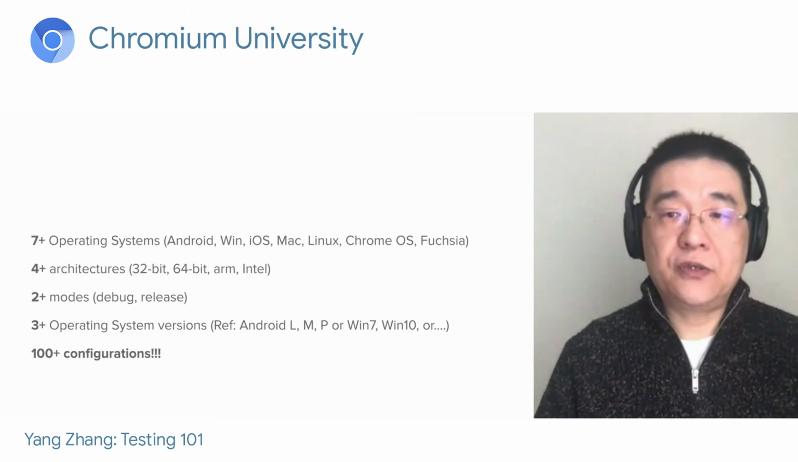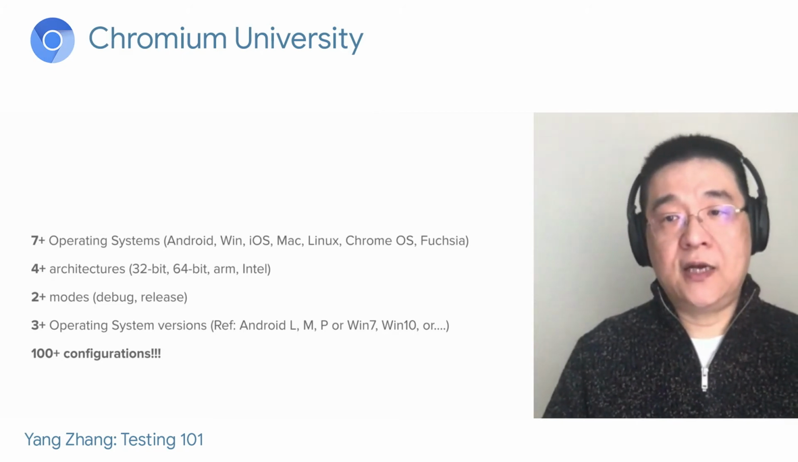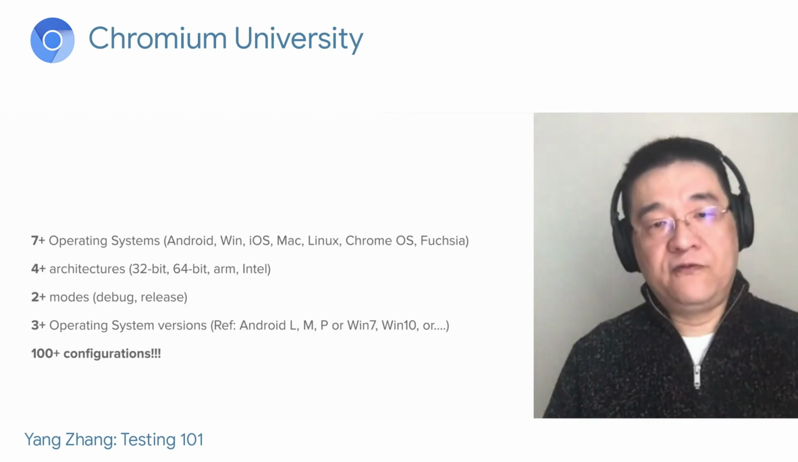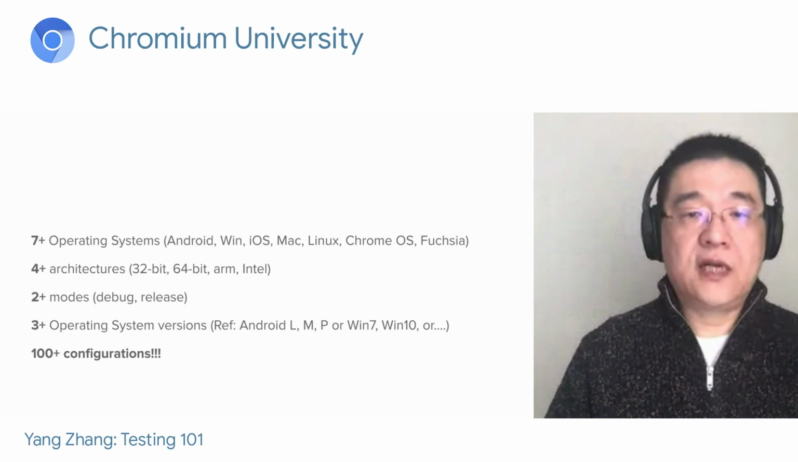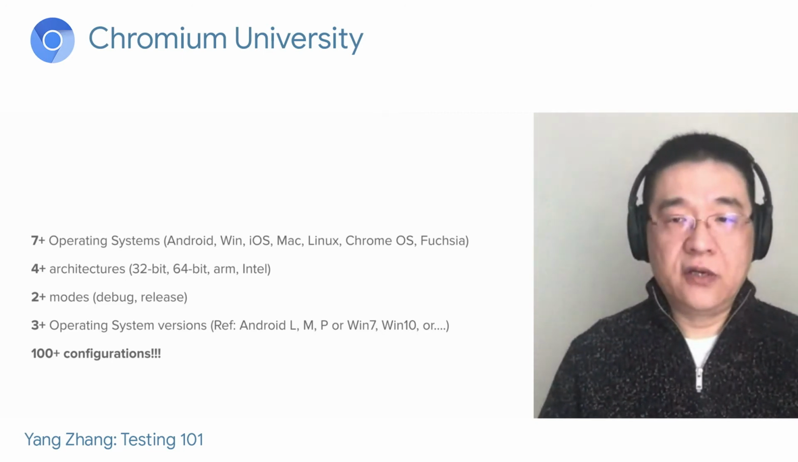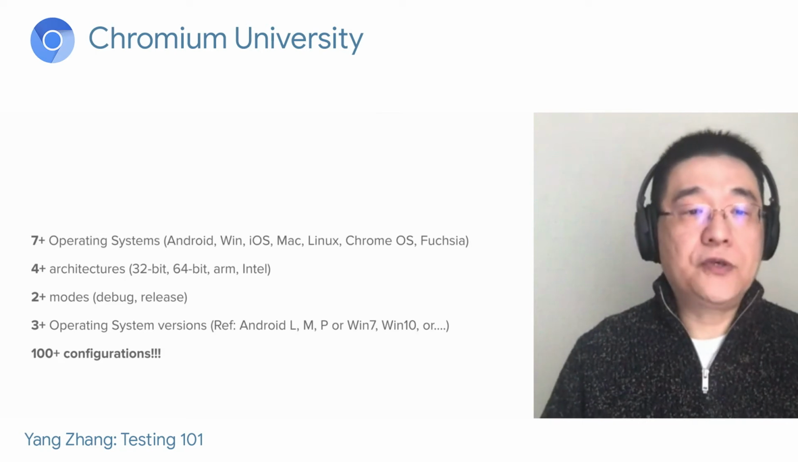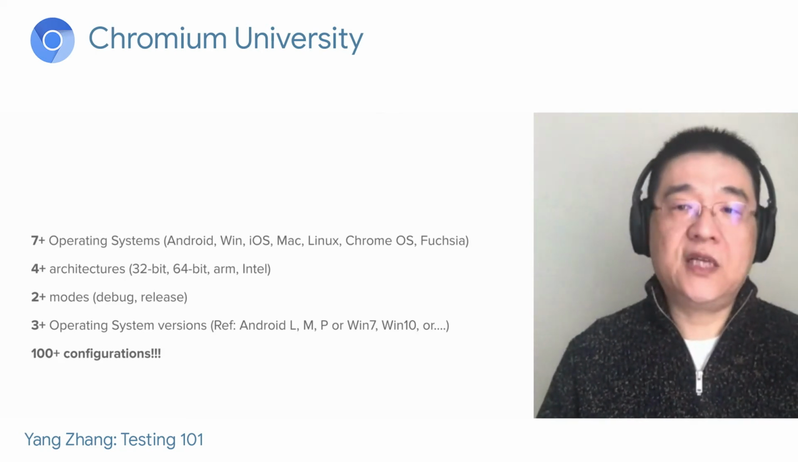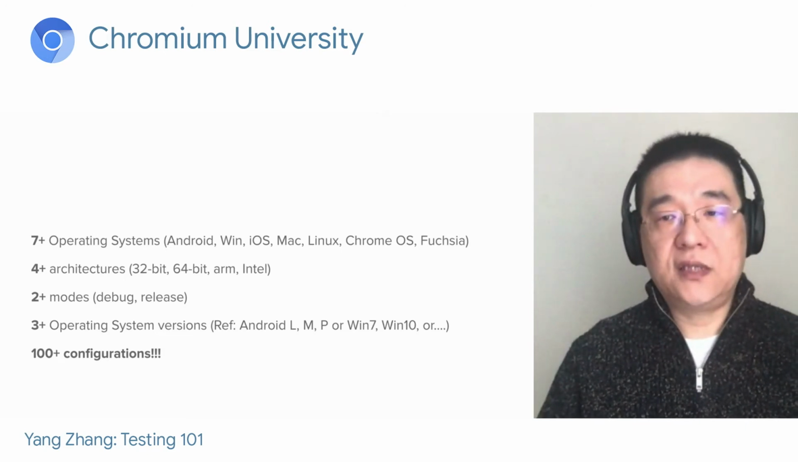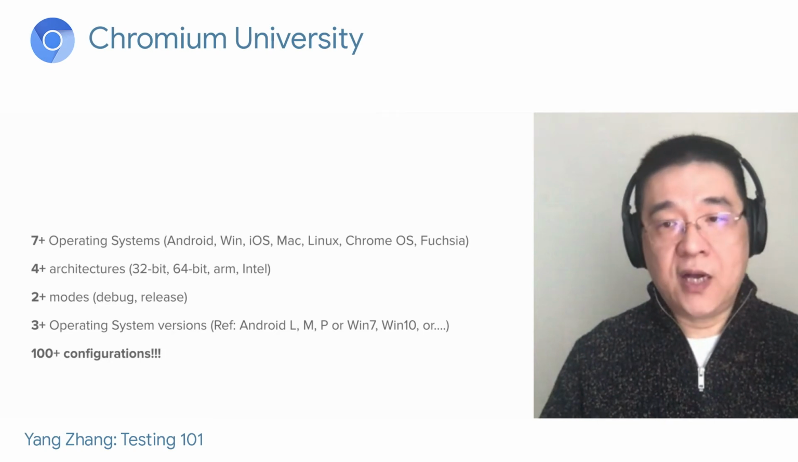For example, for Android, we cover Android L, M, P, and we keep refreshing that to Q and the new versions. And also Windows, like Windows 7, Windows 10, and so on. So you can see the combination of this is extremely high. It's 100+ configurations here. So that's the reason why we're running so many tests. And in the meantime, you can feel the tests are so costly.